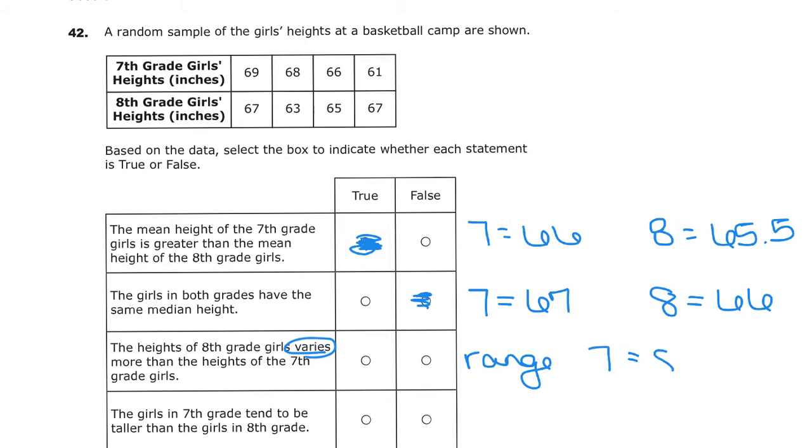The range for the 8th grade is 4. So does the 8th grade vary more than the 7th grade? No, it does not. It has a smaller range. The girls in 7th grade tend to be taller than the girls in 8th grade.